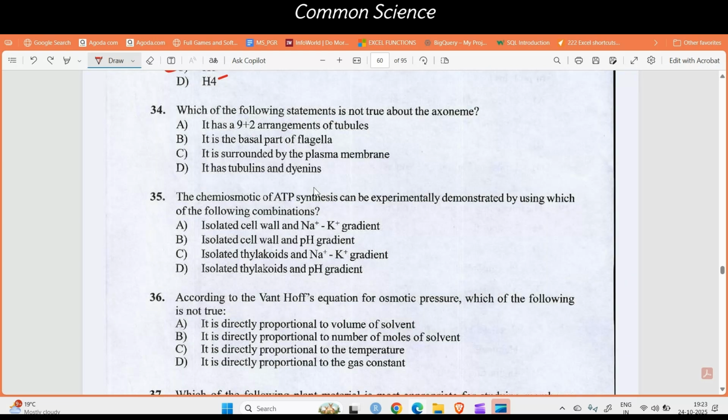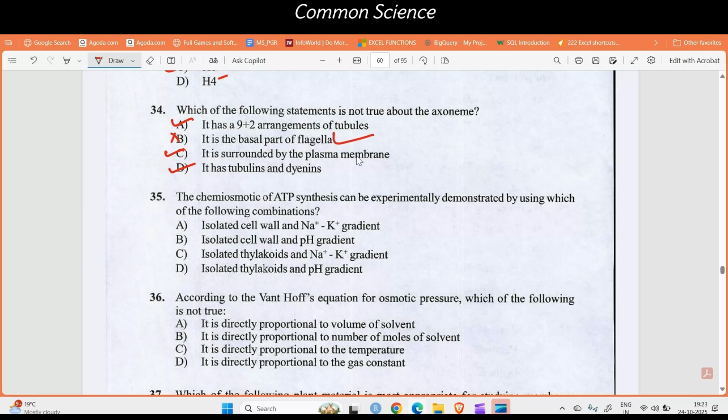Okay. Moving on to the next question, question number 34, which says, which of the following statements is not true about axoneme? Okay, axoneme is a part of flagella, so it has a 9 plus 2 arrangement of tubules. Yes, it has a 9 plus 2 arrangement. It is the basal part of flagella. No, it is not the basal part of flagella. It is actually the other part, except the basal part. It is surrounded by plasma membrane. Okay, yes, it has tubulins and dyneins. So the correct answer is option B.